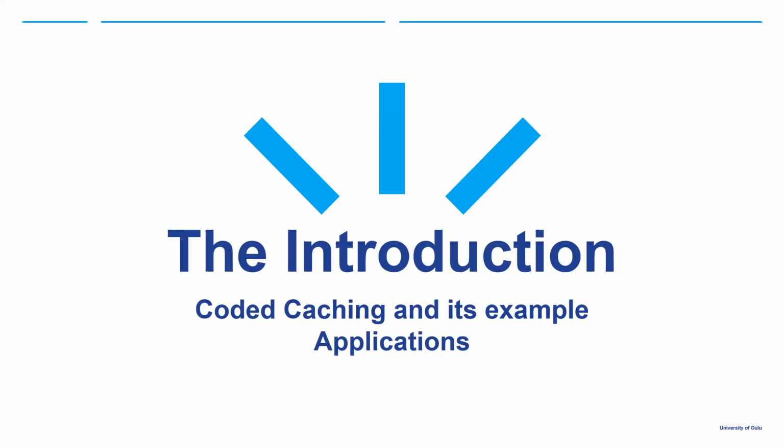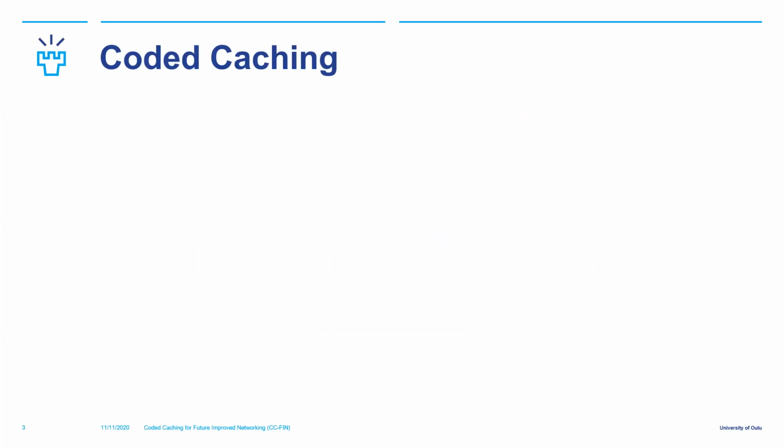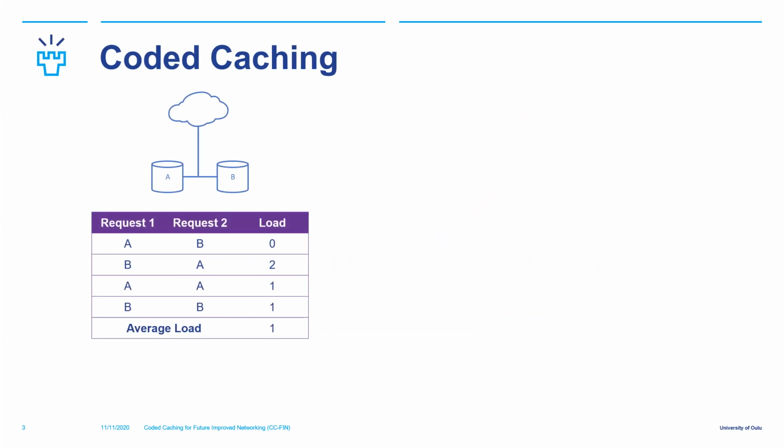First, let's go through some introduction. What's coded caching? In order to introduce coded caching, I'm using a very simple classic example. Consider a network of two users which are connected through a shared link to a single server, and we have two files A and B. Each user is equipped with a cache memory of size 1 and might request one of these two files. And we don't have any information about the request probability distribution.